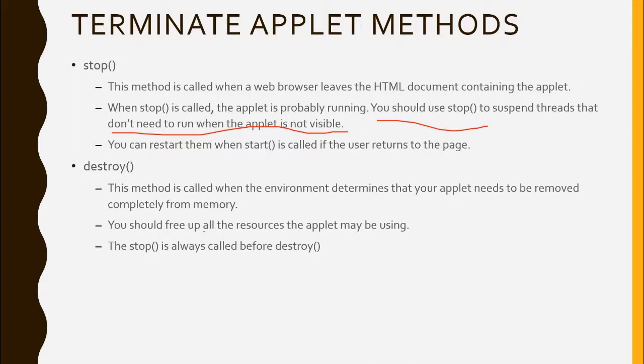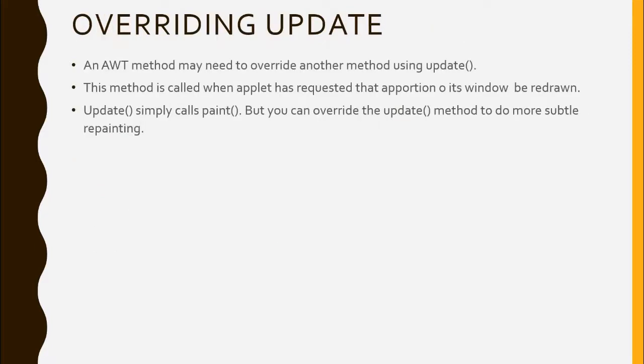So destroy, when do you destroy? This method is called when the environment determines that your applet needs to be removed completely from memory. You should free up all the resources the applet may be using. Stop is always called before destroy, so you should stop and then destroy it. That's how it's supposed to be done.